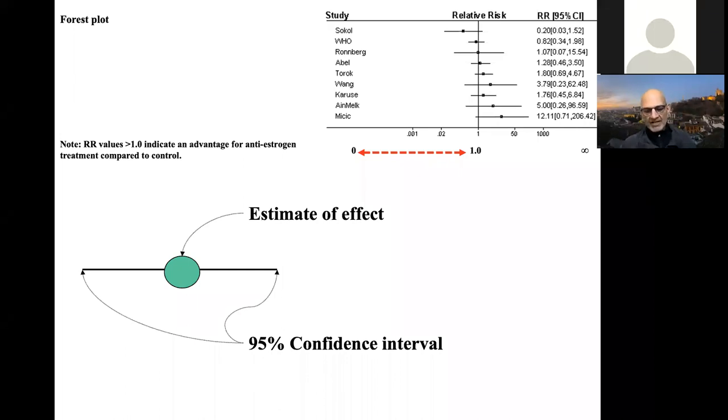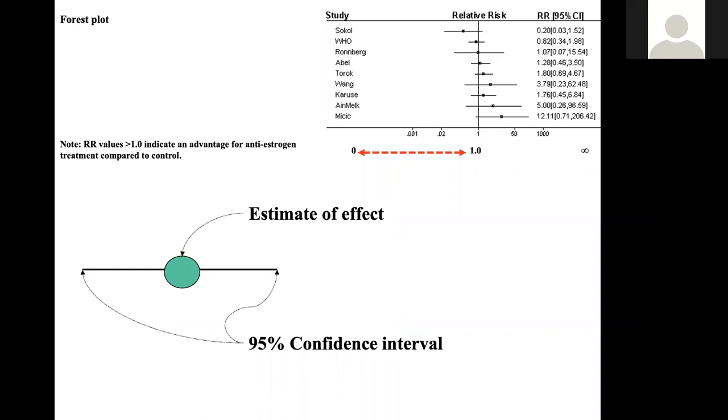The values less than one on the left hand side show that the intervention is not effective. It is in fact possibly harmful. And on the right hand side, it shows that it is effective or beneficial to the patient compared to control. So any questions about plotting of this information graphically concerning the results of the individual studies?